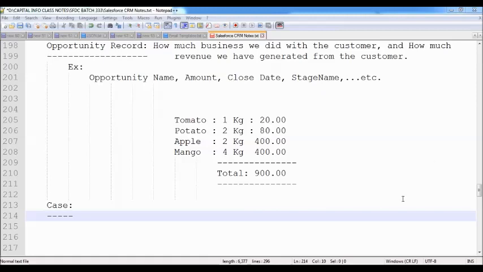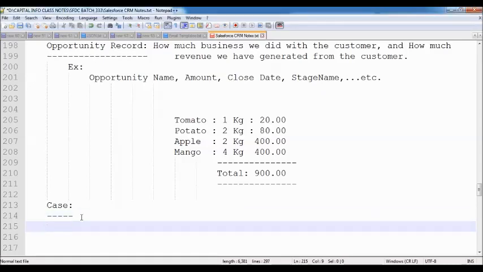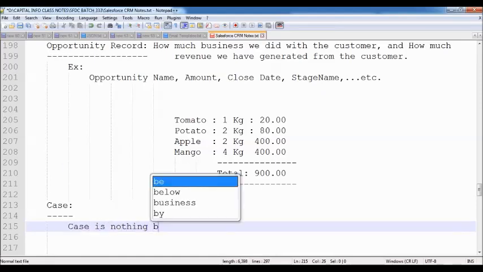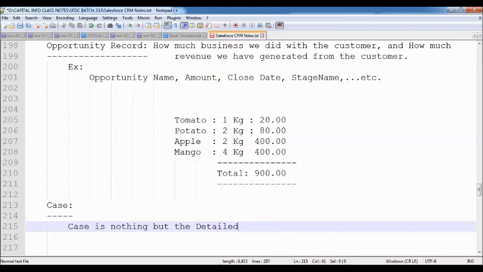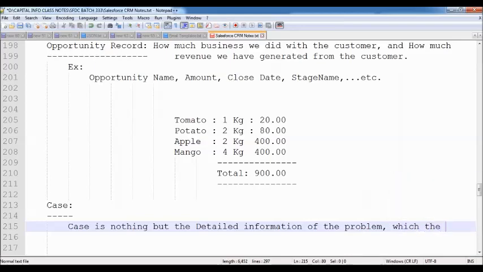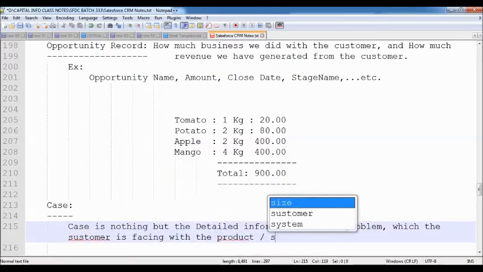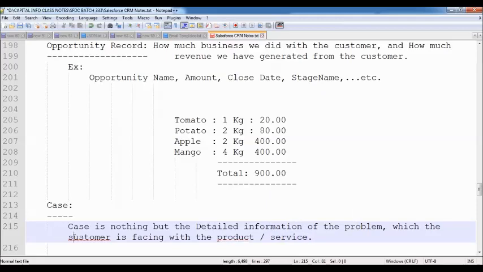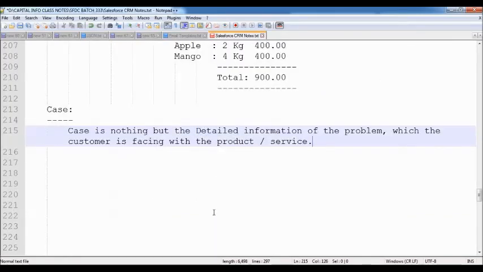A case is nothing but the detailed information of the problem which the customer is facing with our product or service. The customer might be using my product or he may be using my service also. At that time, whatever problem he is facing, that problem's detailed information is called a case.